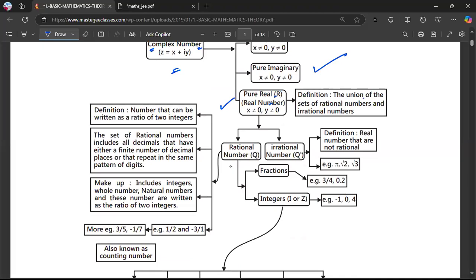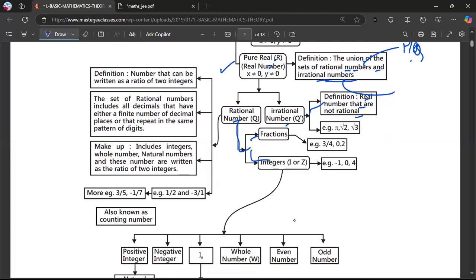Real numbers are the union of rational numbers and irrational numbers. Rational numbers, as we already discussed, can be represented in the form of p by q, and irrational numbers cannot be represented in the same form. Rational numbers have fractions and integers. Irrational numbers are simply real numbers that are not rational. So rational numbers are further divided into fractions and integers.